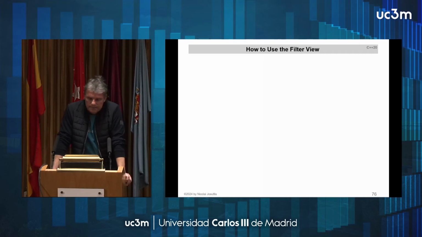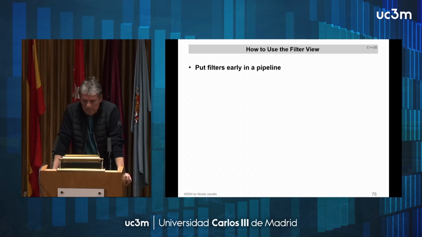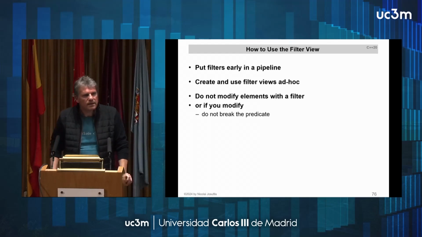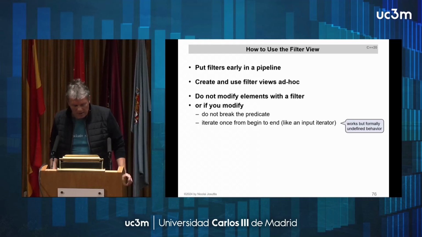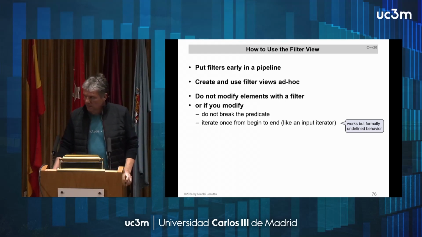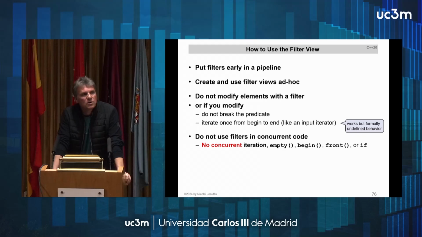What do you learn from that? How do you use the filter view? Well, beside the option, don't use them, you have the following options. Put filters early in the pipeline. Create and use filter views ad hoc. Do not modify elements with a filter. Or if you do not break the predicate. Or if you do, iterate only once, but the latter is formally undefined behavior, but it works. Do not use filters in concurrent code. No concurrent iteration and begin, or end, or from, or if.